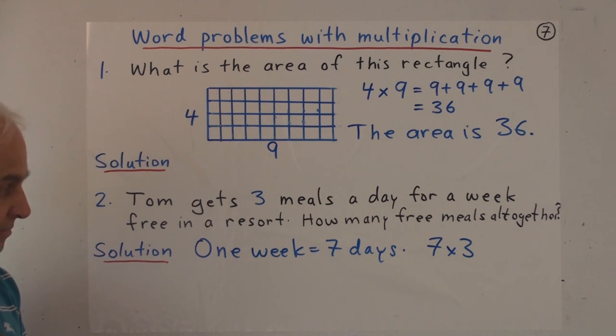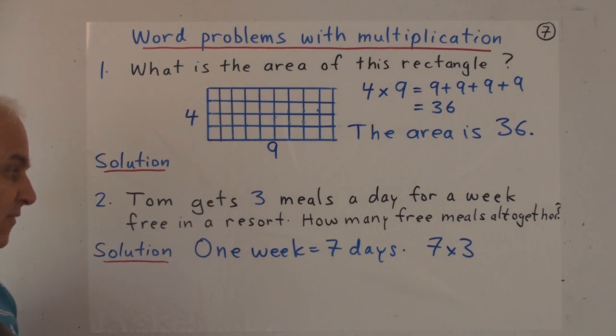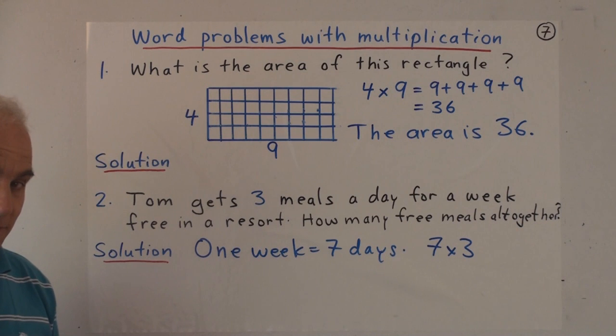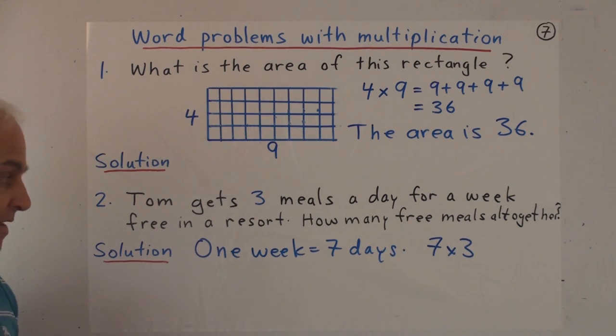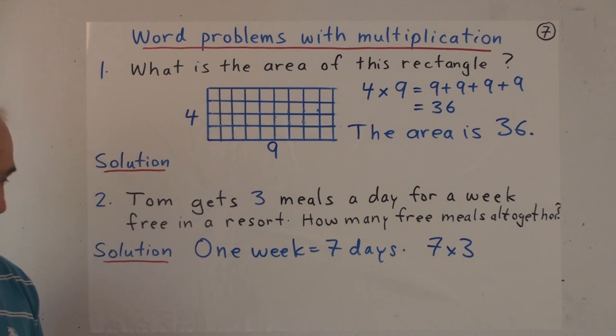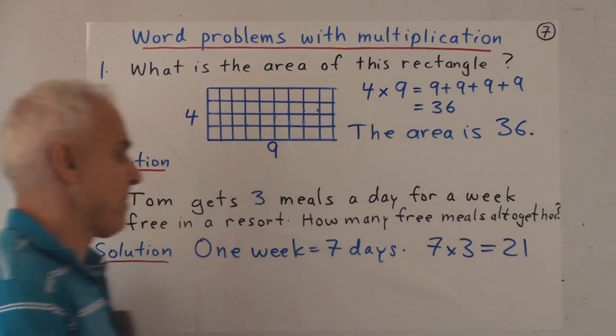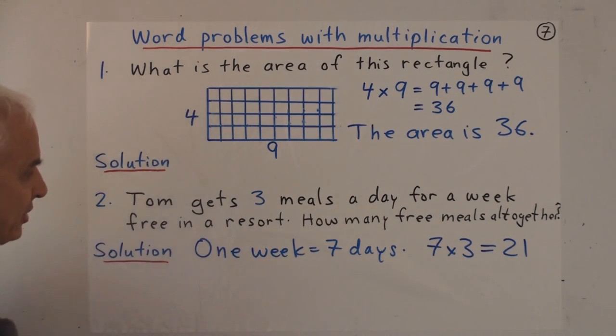And 7 times 3, well, we can calculate that in a number of ways. Hopefully we already know it from the multiplication table, but if not, we could work it out by, say, knowing that 5 times 3 is 15. And so if we add another 3, that would be 6 times 3, that would be 18. And then to get 7 times 3, we'd add another 3 on top to give us 21. So that's the calculation that we make.